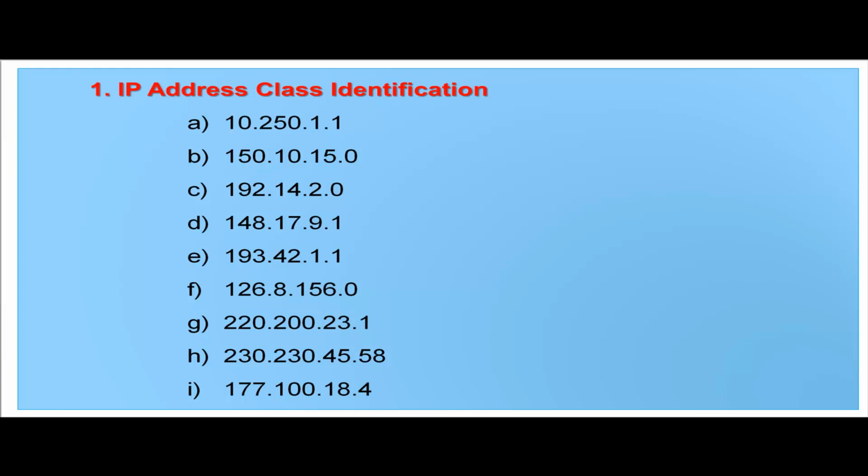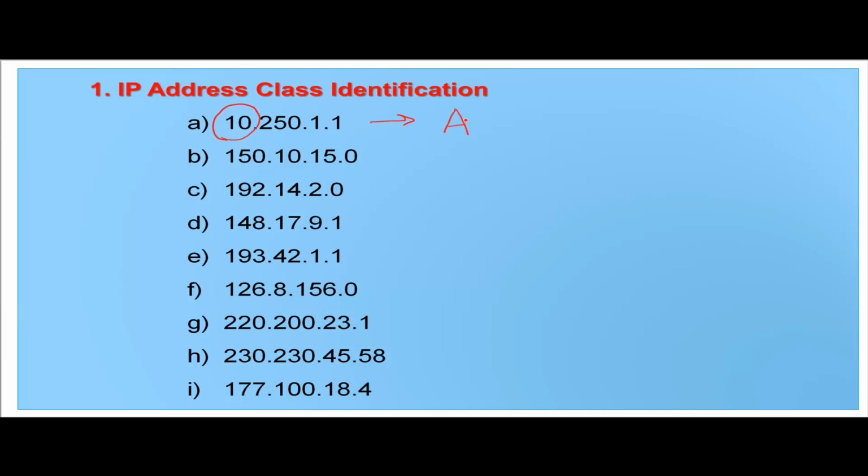Now I'm going for the first IP address. The first IP address is 10.250.1.1. To identify the class, we have to see the first octet only. The first octet given here is 10. So 10 belongs to class A. This is a class A IP address.